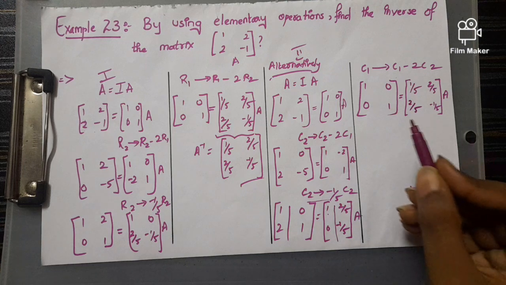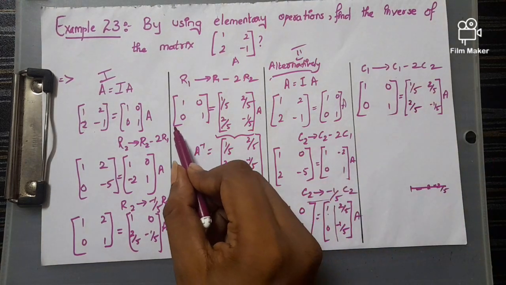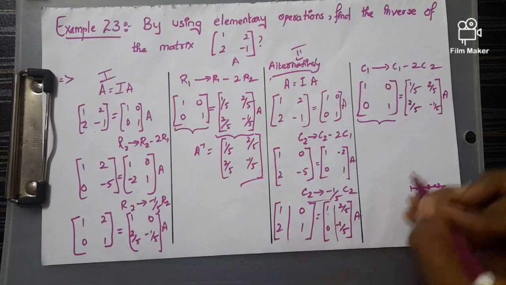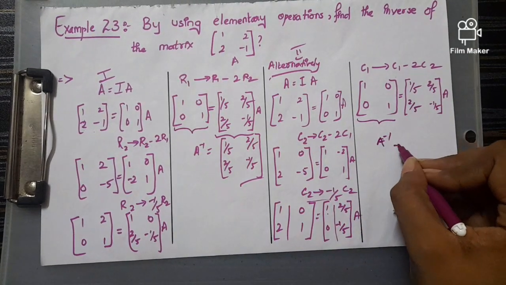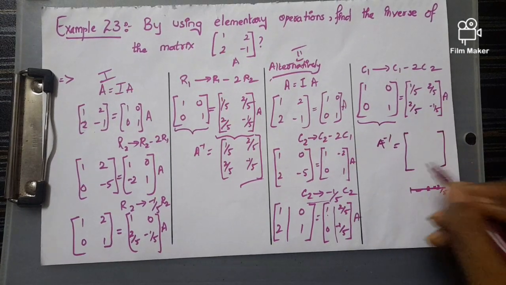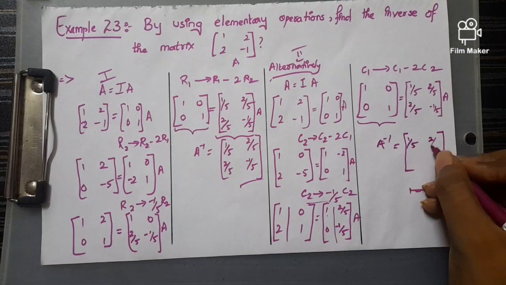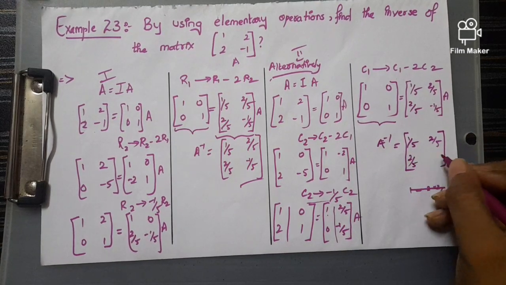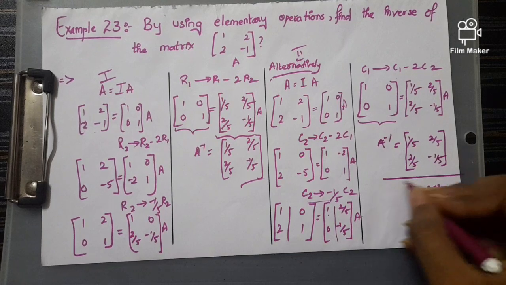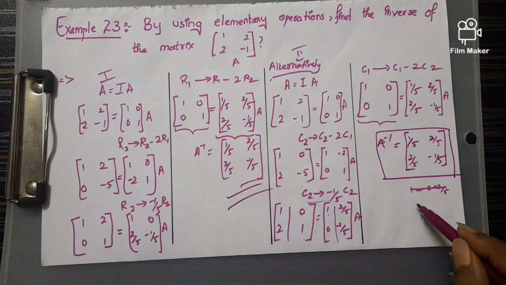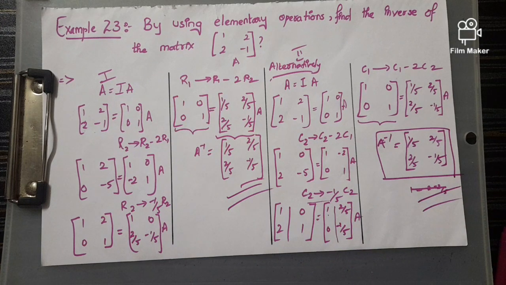Therefore, as I told you before, you need to get the identity matrix on the left side, which we got here, 1 0 0 1. So it means the right side will be the inverse matrix of the given question. That's your conclusion: 1 by 5, 2 by 5, 2 by 5, minus 1 by 5. That's the same answer we got in the first method. You get A inverse equal to [1 by 5, 2 by 5; 2 by 5, minus 1 by 5]. The same value you got here when you tried differently.